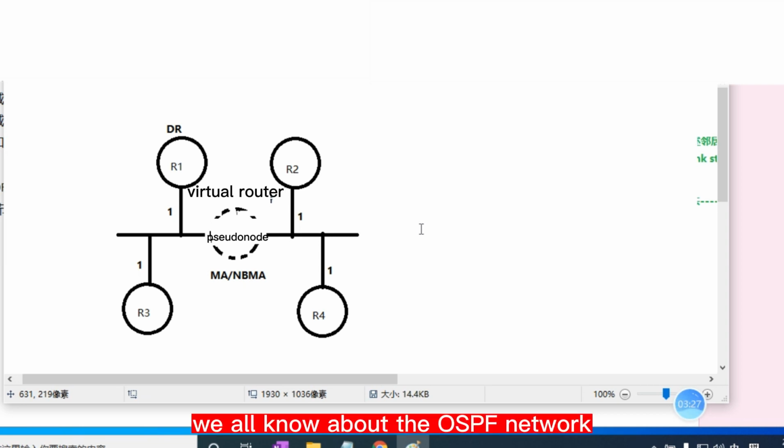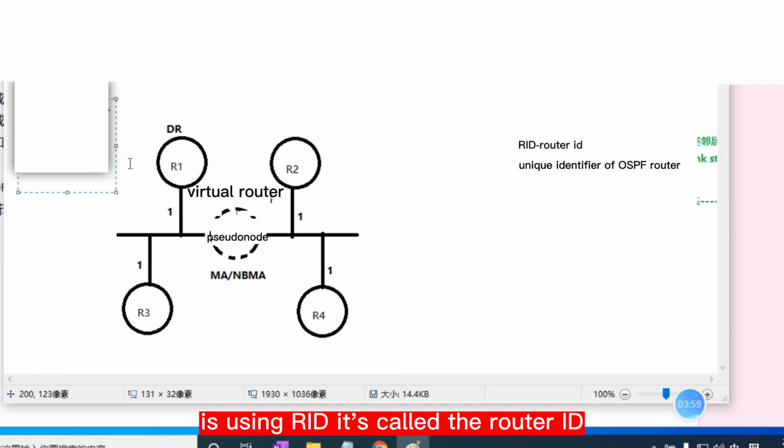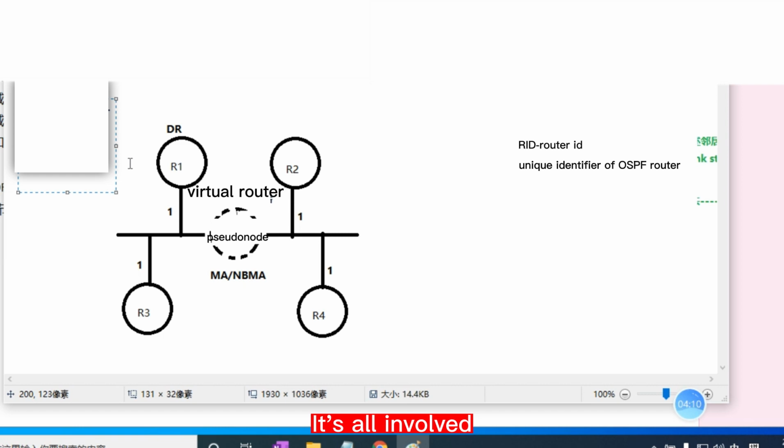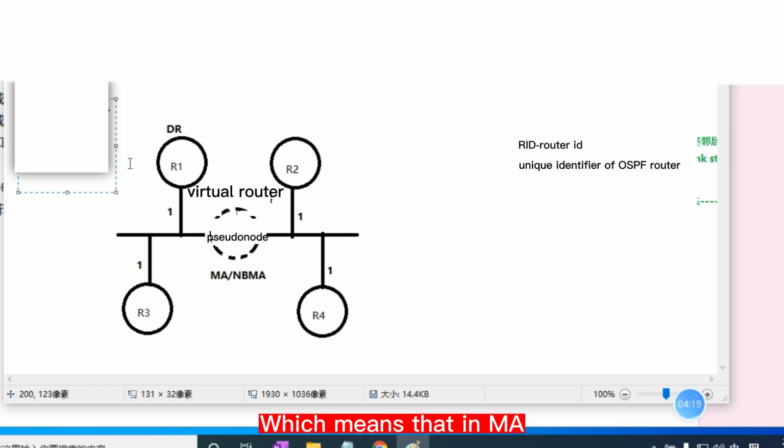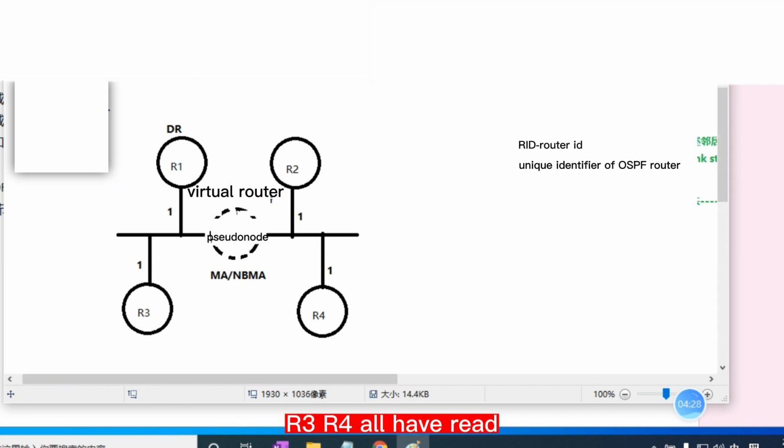We all know that an OSPF network uses the RID, the router ID. It is the unique identifier of an OSPF router. It's involved in a lot of routing protocols, so we won't go into too much detail here. The RID is a unique identifier for a router, which means that in an MA or NBMA network, it is not repeatable.